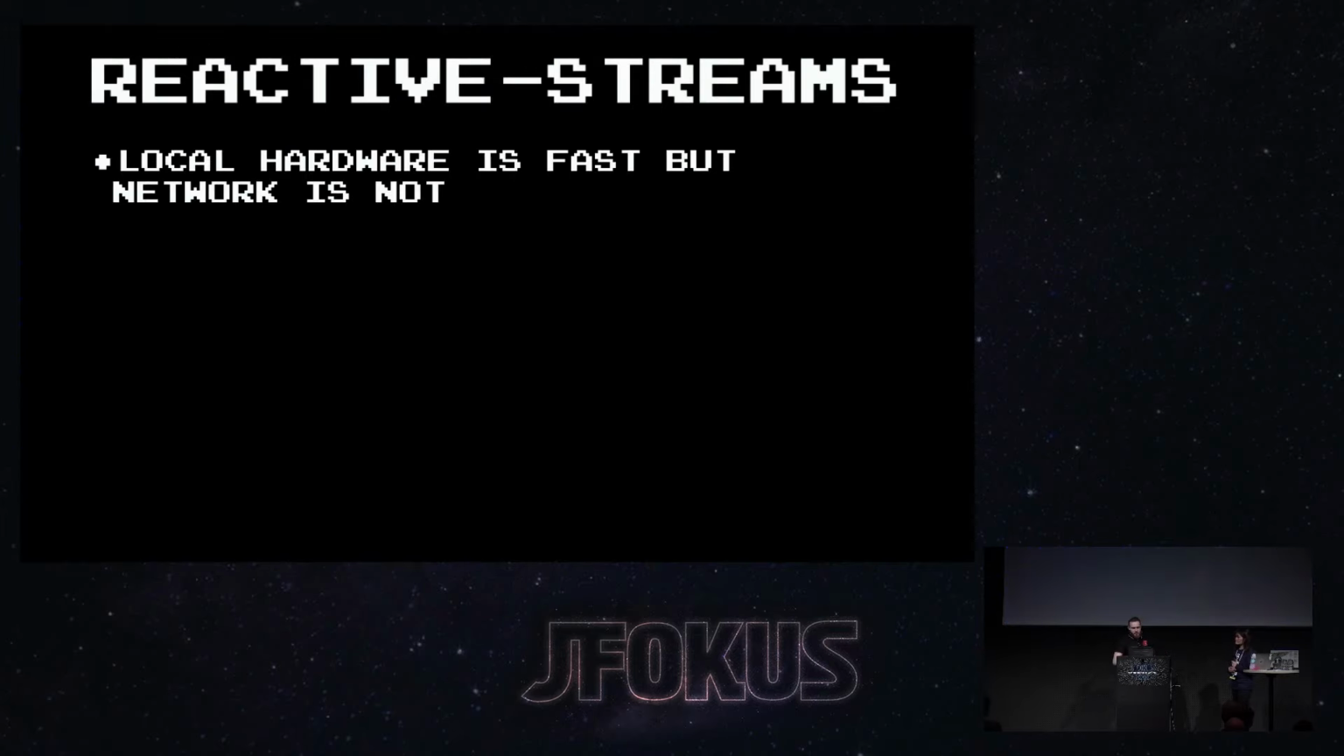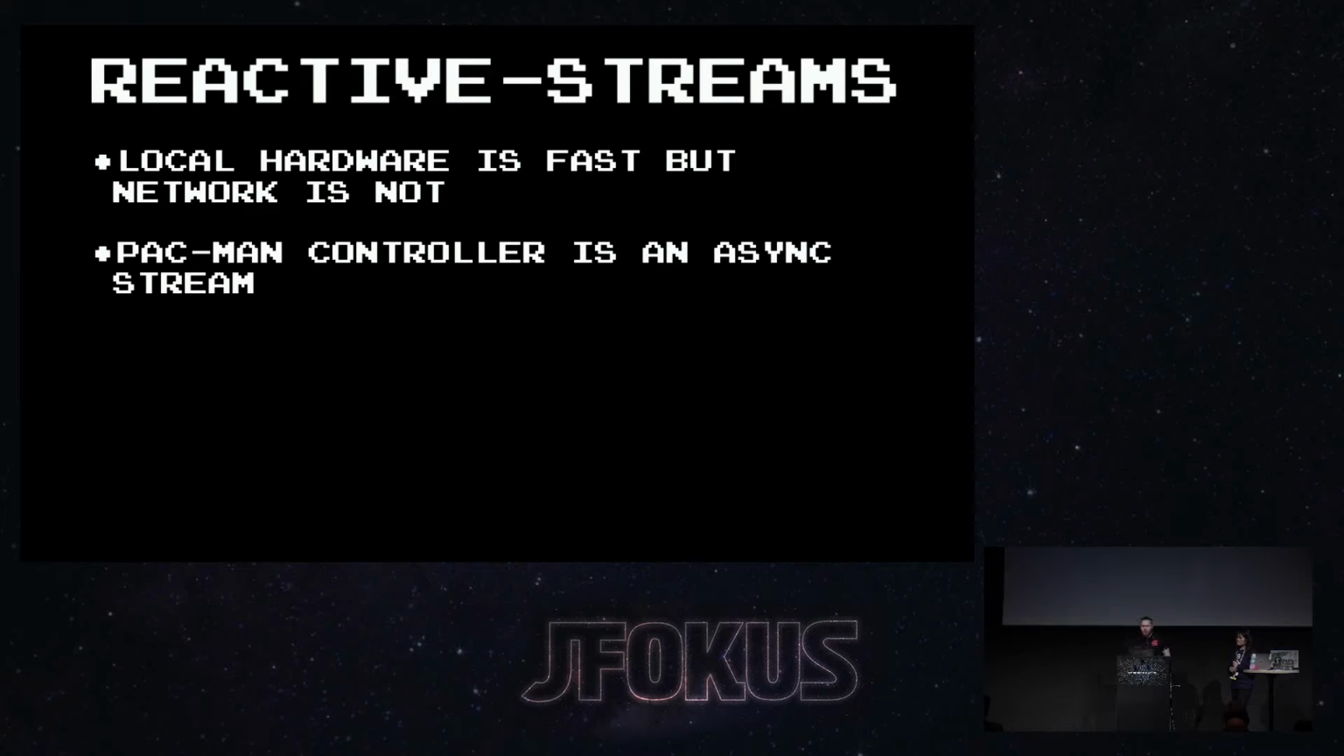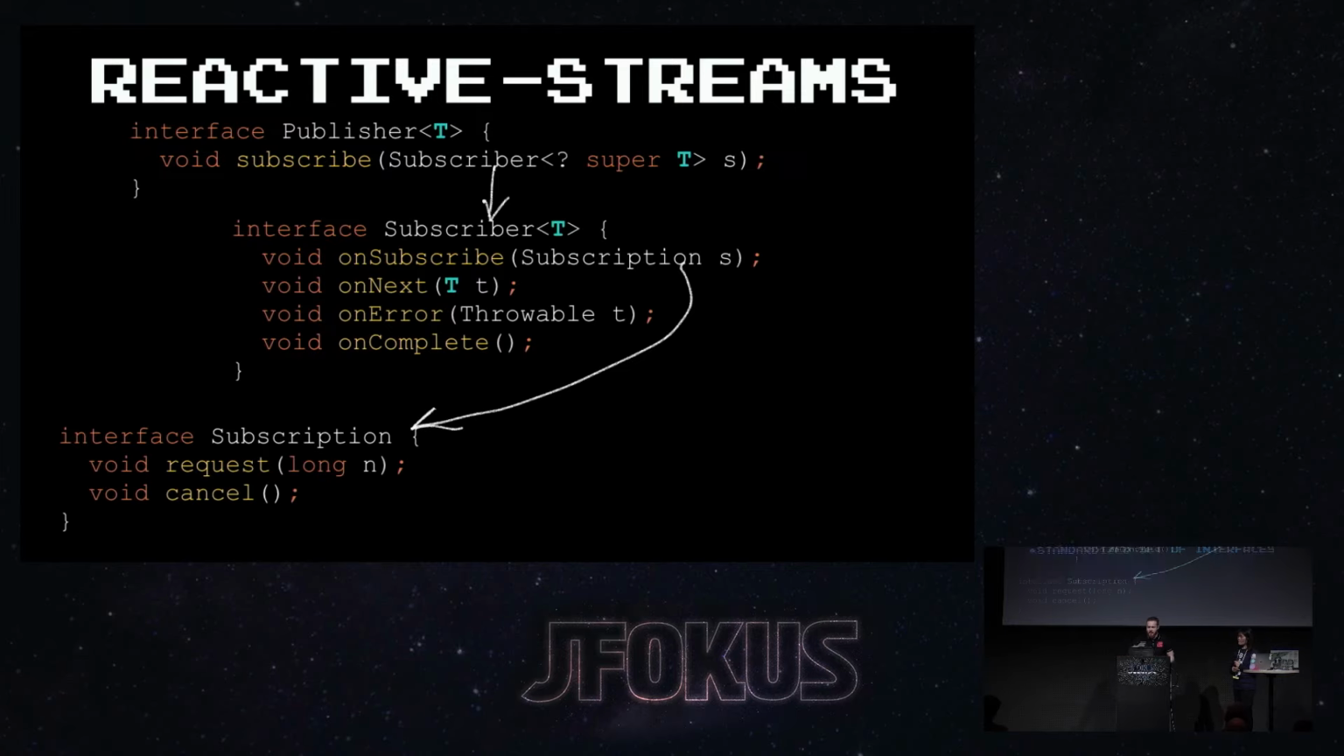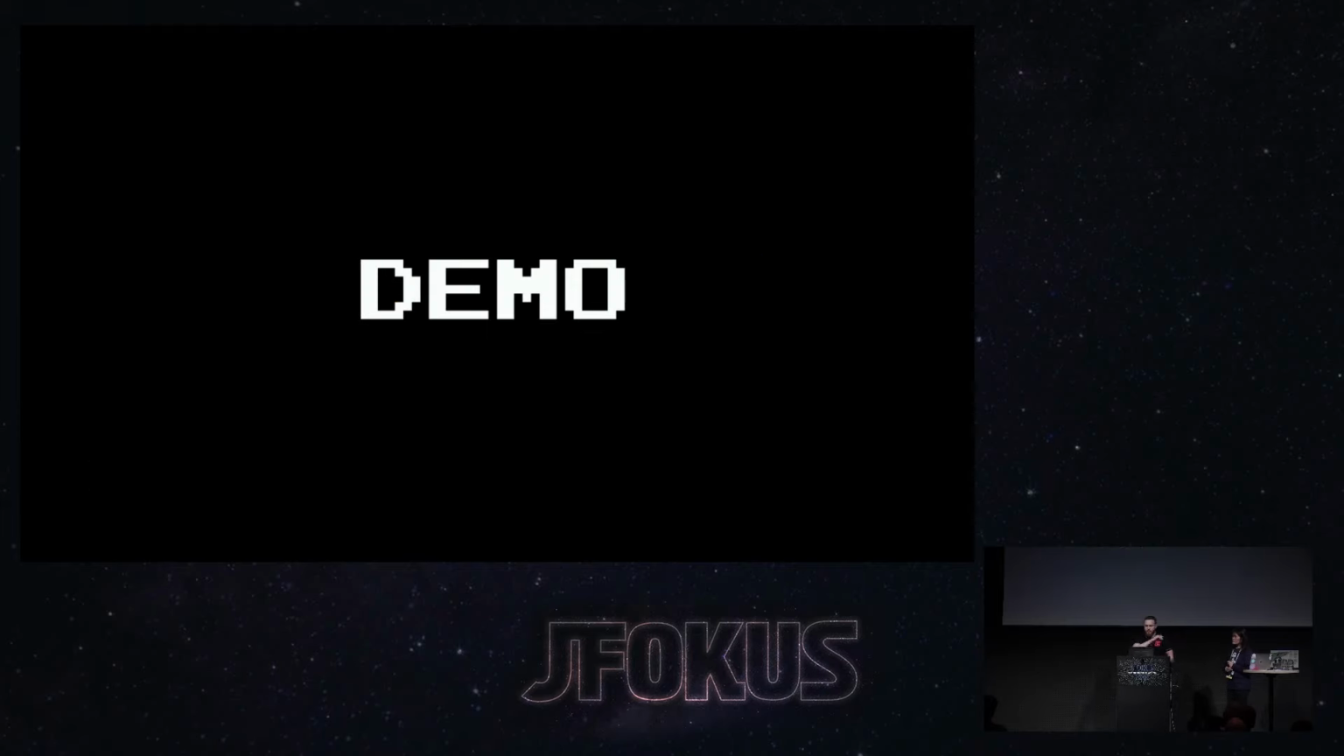So basically, Reactive Streams is good because the local hardware environment is fast, but we can't reapply it for a network environment. The Pacman controller is asynchronous streaming, so this approach has a good fit. And finally, from the Reactive Streams standard, we have a set of standard interfaces which could really be used in network communication as well as in different libraries. For example, Reactive Streams offers us three main interfaces: publisher, subscriber, and subscription. And that's all you have to know and use in your game.